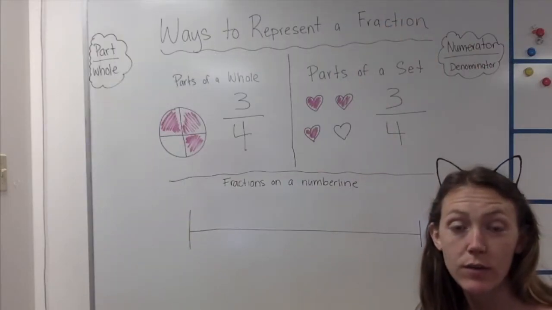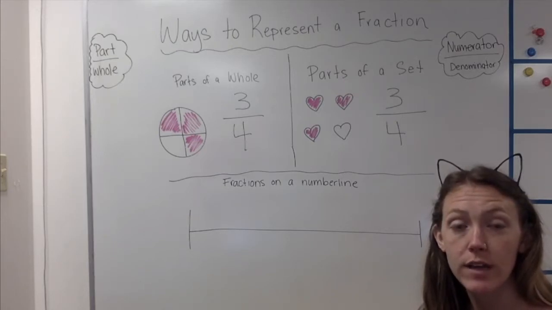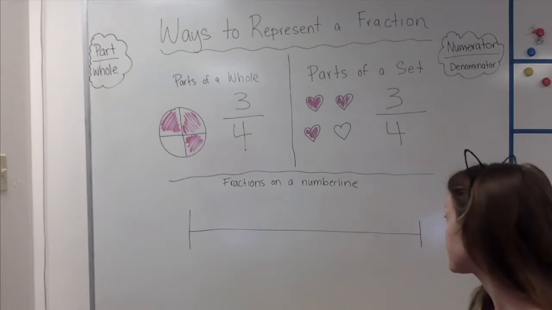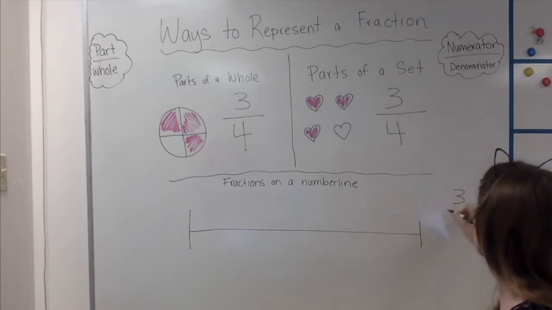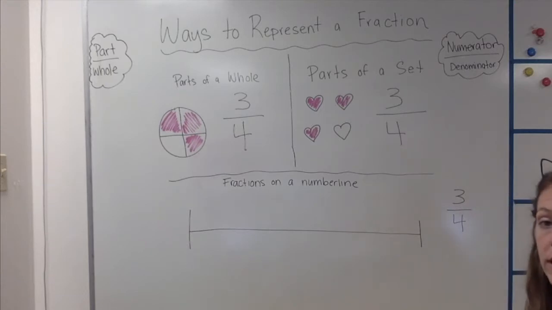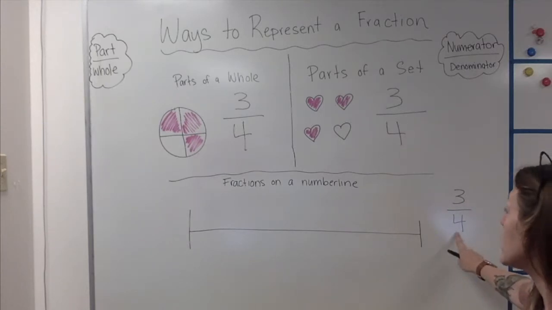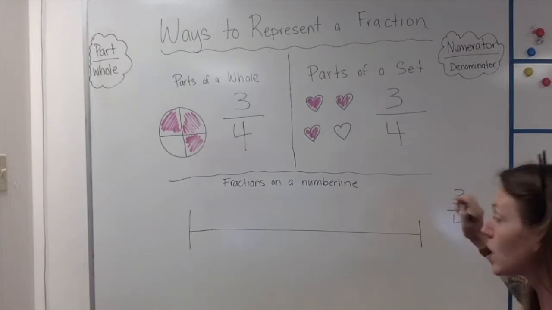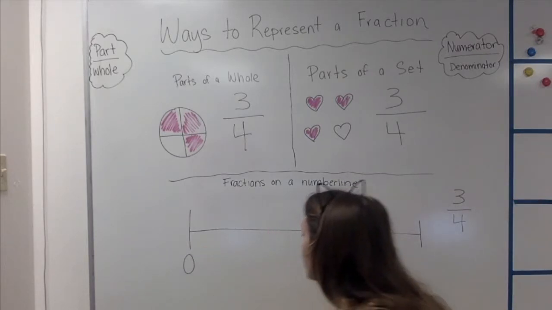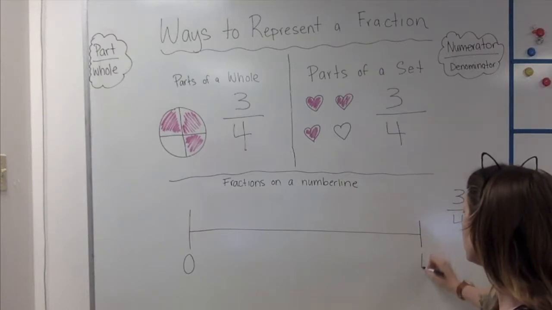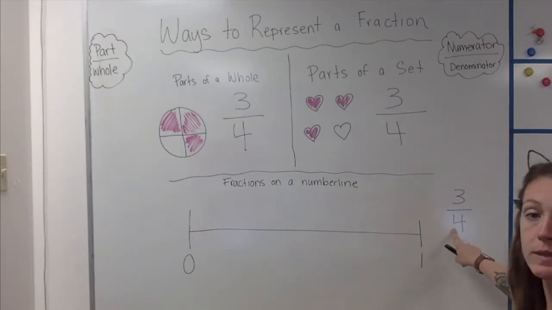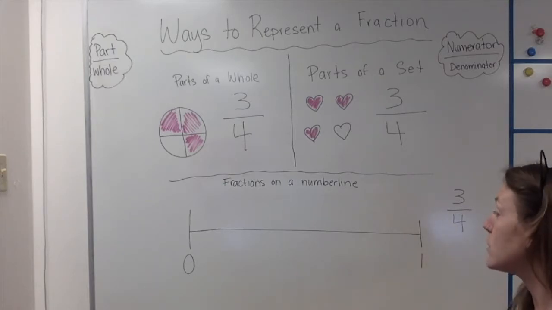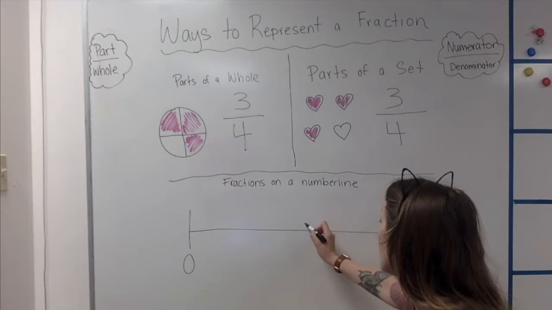Another way that we can represent a fraction is on a number line. So we are going to represent 3/4 on this number line. If we are going to represent 3/4, we start by looking at our denominator, or our whole. So this is telling us that our whole number line needs to be split into 4 equal parts. So we're going to start at 0, and our number line is going to end at the number 1. And we know that our number line has to be split into 4 equal parts. So I'm going to start with 1 in the middle.